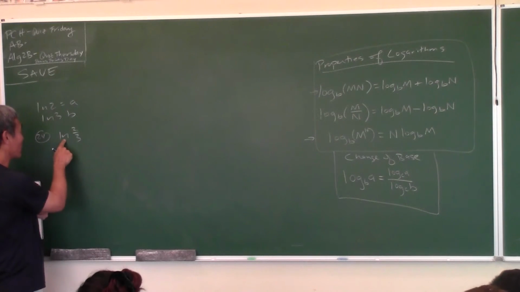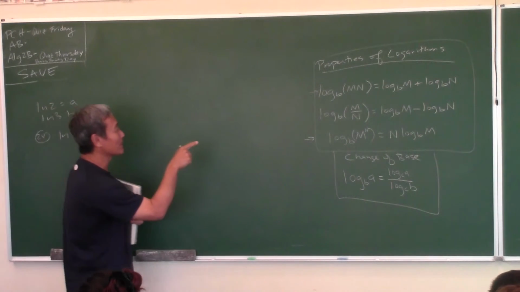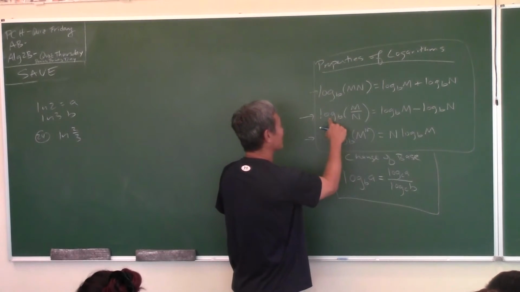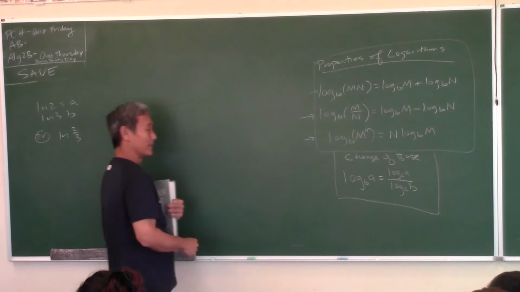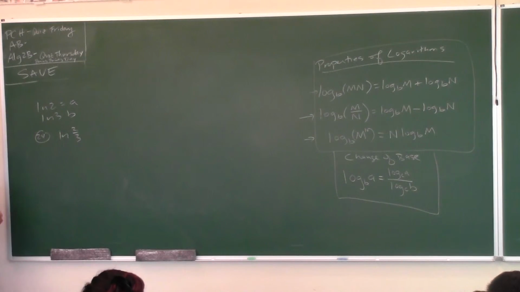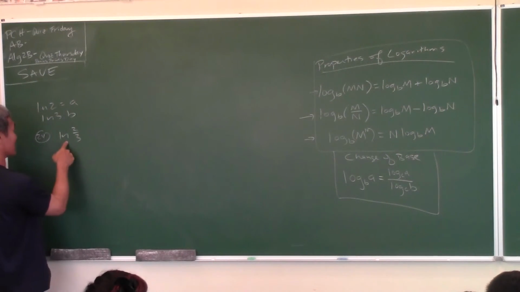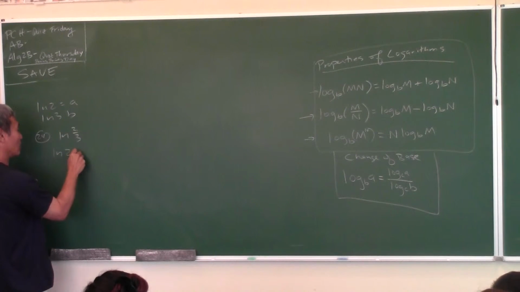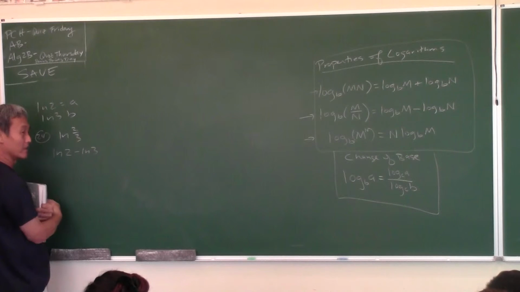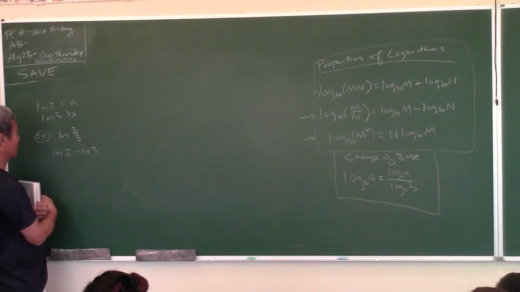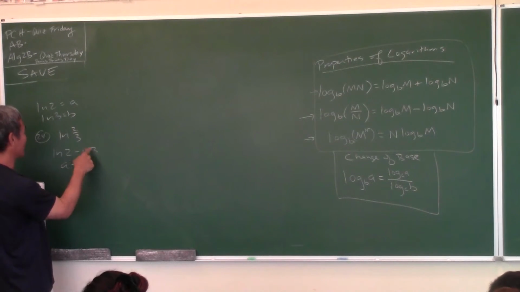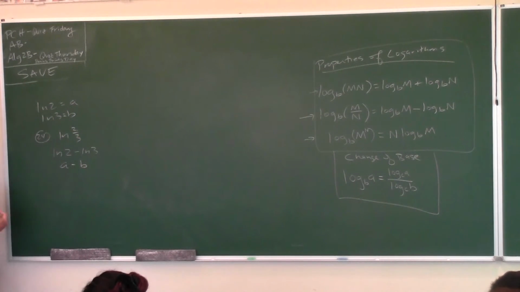So, I have natural log of something divided by something. Which property am I going to look at now? Yeah, right here, this one. See, natural log of something over something. It just means the base is E, right? So, according to that second property, what is this equal to? Natural log 2 minus natural log 3. Well, what is natural log 2? It's A. And what is natural log 3? It's B. So that's it. The answer is A minus B.